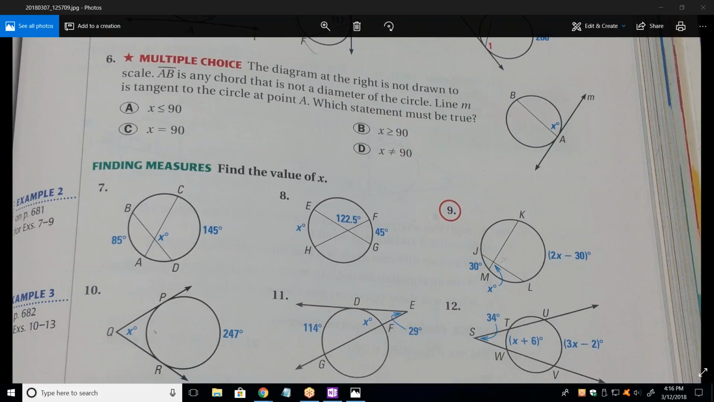X would be 90 degrees if AB was a diameter, just because tangent lines make 90-degree angles with the radius or the diameter line. So we know that X would be 90 degrees if it was a diameter. So the fact that they're saying it's not a diameter line, you can certainly cross out C. Can't be C.